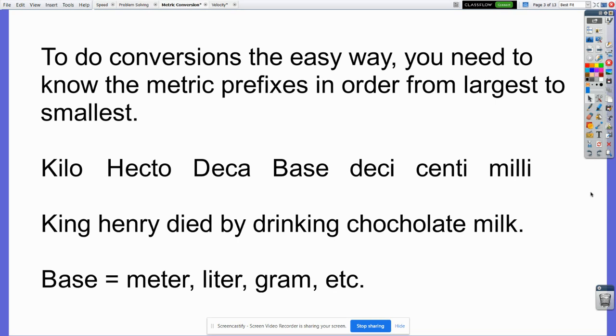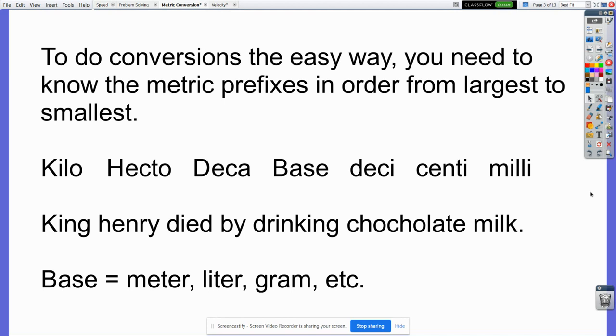To do the conversions the easy way, simply moving the decimal points around, you need to know your basic metric prefixes in order from largest to smallest. They are kilo, hecto, deca, followed by the base unit. Those are the three prefixes that are larger than the base unit. Kilo is 1,000 base units, hecto is 100 base units, and deca is 10 base units. So kilo, hecto, deca. Then you have your base unit, and the base unit is meters, liters, grams, whatever.